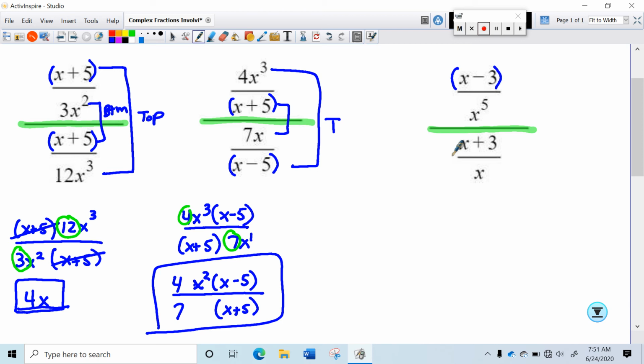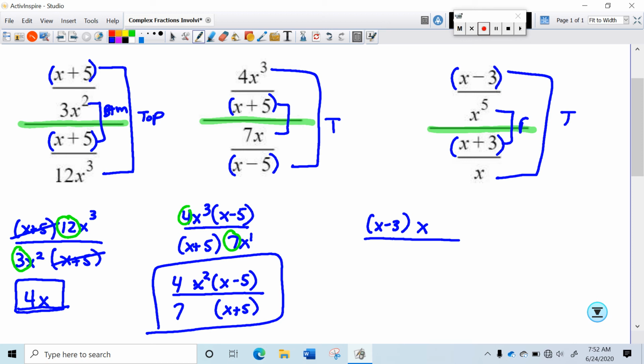Binomials in parentheses, outside on the top, so x minus 3 and an x, inside on the bottom, x to the 5th and x plus 3. I take care of the families first. They don't cancel out because they're not the exact same thing.